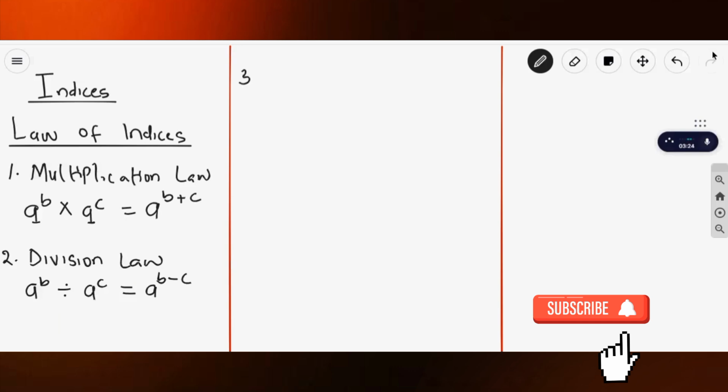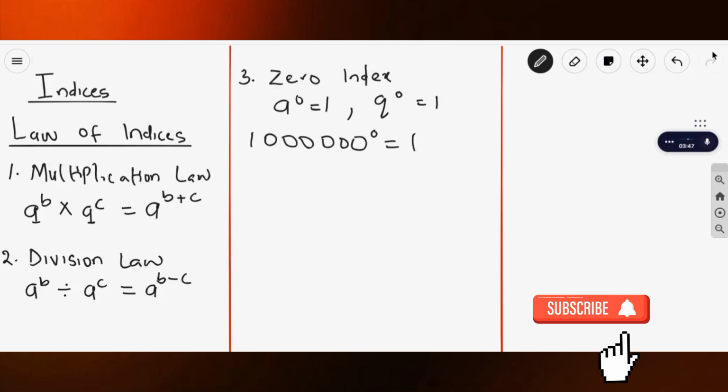Now, the third law we're going to look at is called the zero index. This says that anything raised to 0 is 1. Q raised to 0 is 1. 1 million raised to 0 is 1.